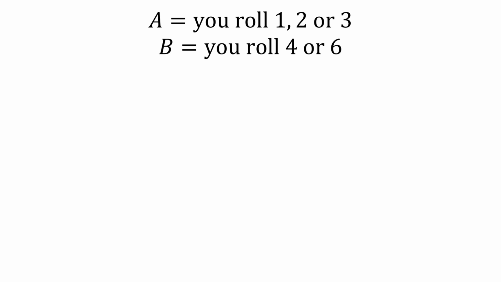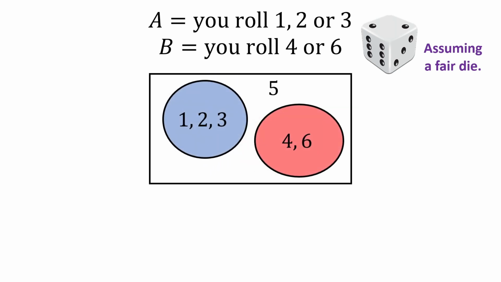Okay, did you pause? I hope you did. I hope you got an answer, and I hope it was this. First of all, let's remind you, in order to do this calculation, we have to assume it's a fair die so that all outcomes are equally likely. Making that assumption, if you want, you could draw a Venn diagram, and you can see from the Venn diagram alone that events A and B are disjoint.